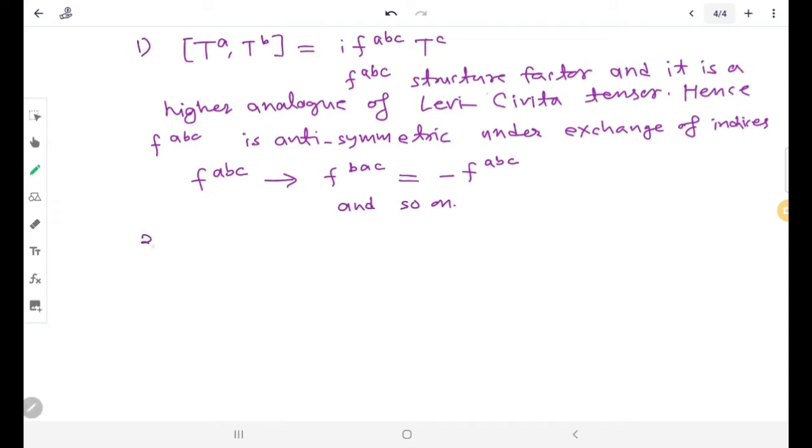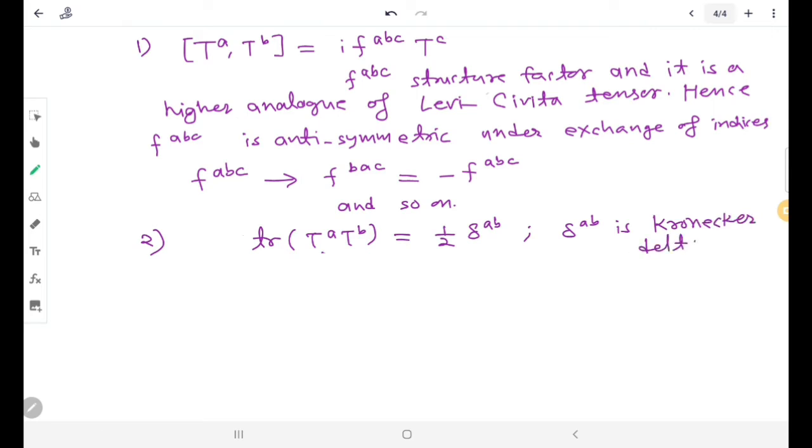And the other property for these T^A vectors: if you take the trace of the product T^A and T^B, this comes out to be half of delta^{AB}. Delta^{AB} is the Kronecker delta, which remains 1 if A and B are the same, and becomes 0 if A and B are different.